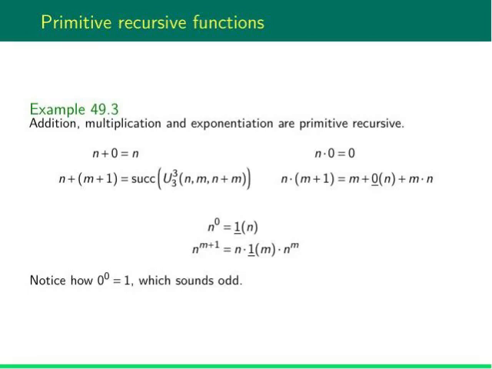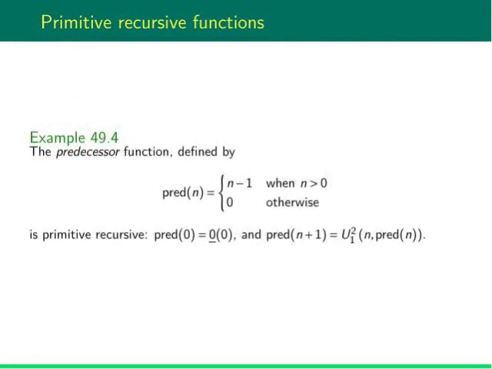Here we fix a value for 0 up to 0 to have a total function. The predecessor function is primitive recursive. Note how pred of 0 is 0 to have a total function.